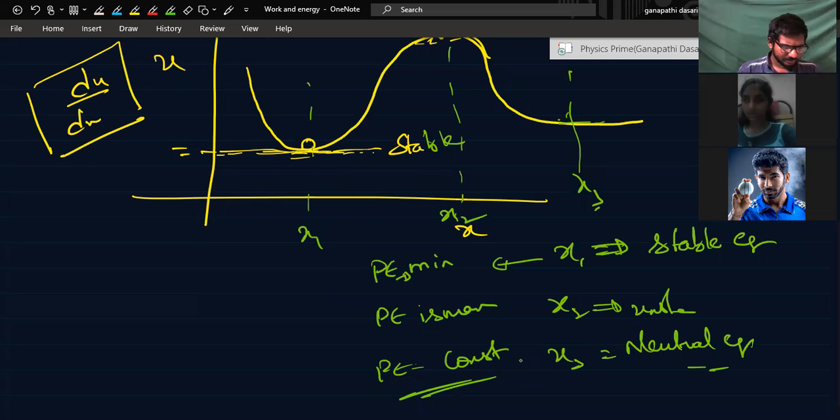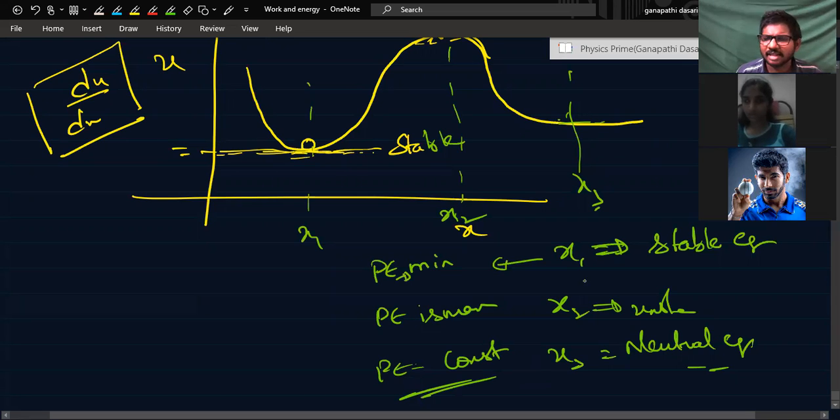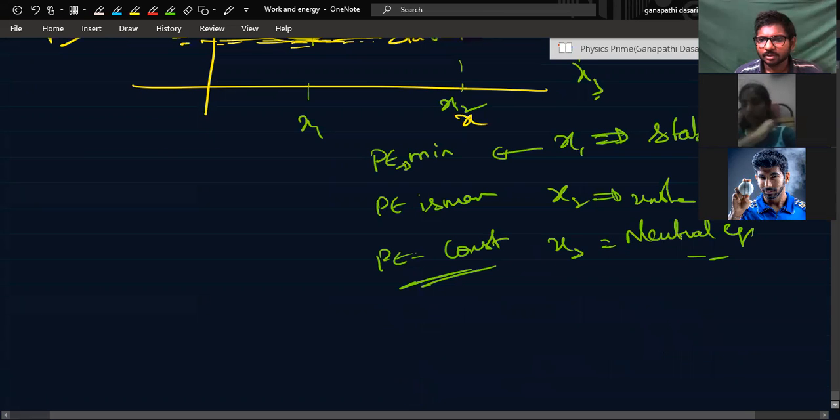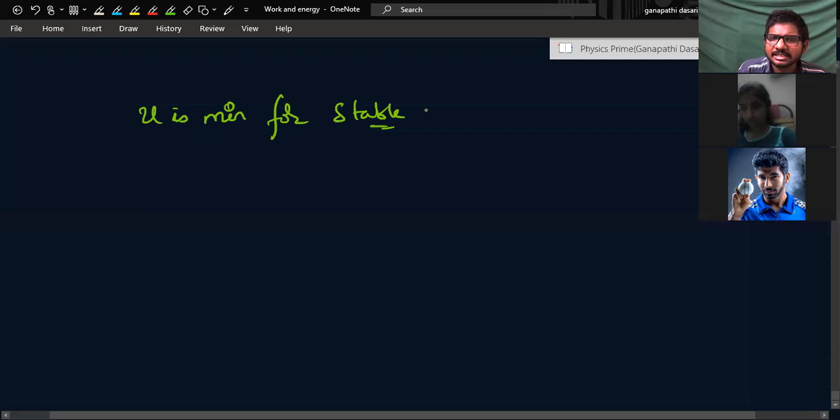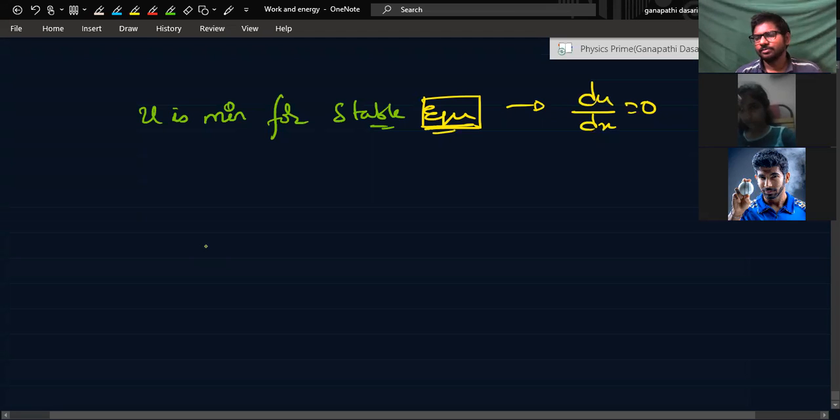How do you find out if a function is given instead of a graph? I have taught you how to solve it. If the function is given, how will you find out? We know that potential energy is minimum for stable equilibrium. The first condition is that it should be an equilibrium, that means dU by dx should be equal to 0. The second condition, for it to be stable equilibrium, is that potential energy should be minimum.